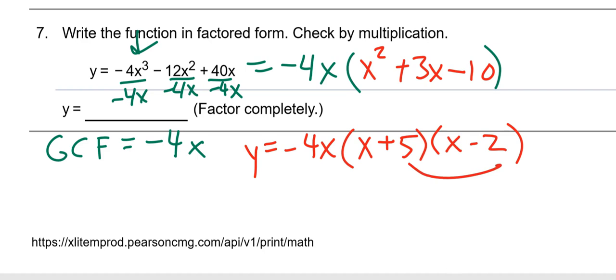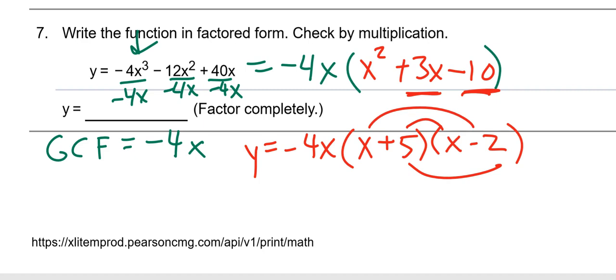Well, the only choices for 10 are going to be 10 and 1 or 5 and 2. Those are the only choices I have. And so then I have to think about it, okay, what's going to multiply together to give me negative 10, but add up to positive 3? This does work, right? 5x and negative 2x. That does add up to 3x. So we're good. We got it.